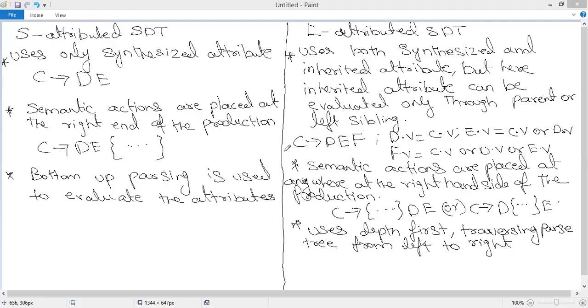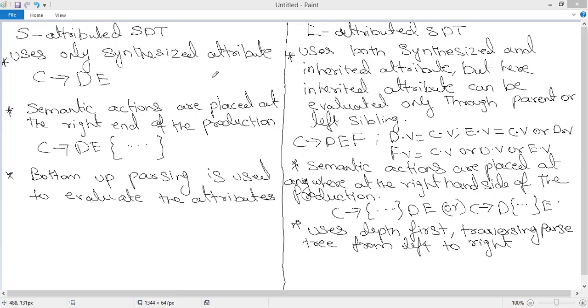Welcome back, friends. In this lecture, we are going to discuss the difference between S attributed syntax directed translation and L attributed syntax directed translation. The S attributed syntax directed translation uses only synthesized attributes.